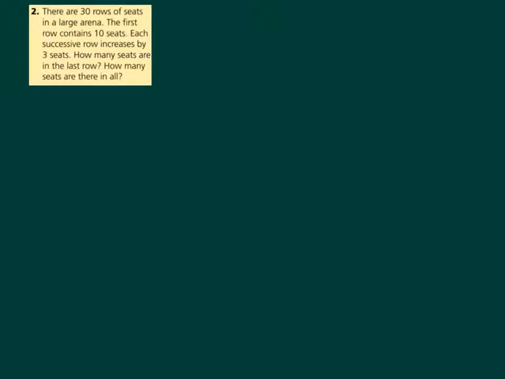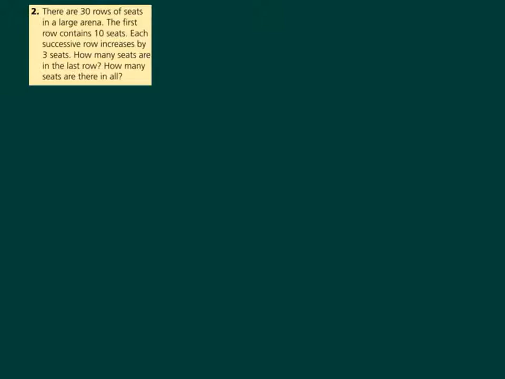How many seats are there in all? So this is asking 2 questions. The first question is an arithmetic sequence question. They're asking how many seats are there just in the last row. So take your sequence out, and what's that last term? The second question is a series question. If you take that sequence that you got, add them all together, what's the total?